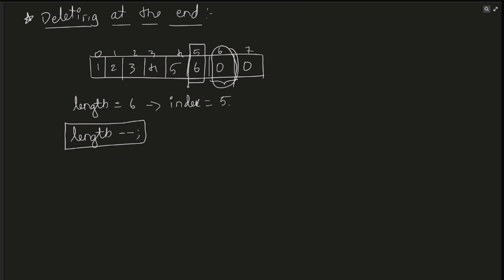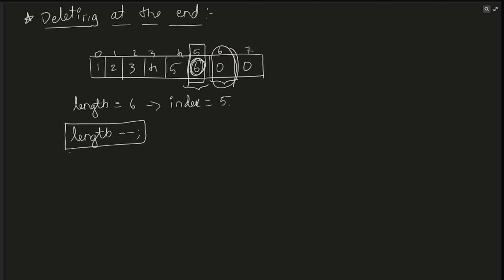After decrementing, length becomes 5, and whenever the next insertion comes, we will be inserting at the length variable, right? Meaning at the length index, right? At that time, this 6 gets overridden to a new value. I hope that's clear. Let us see how we can do this in code.